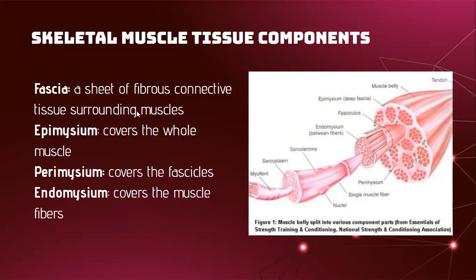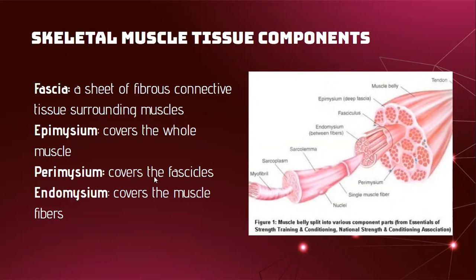And then we have the epimysium. The fascia surrounds the muscles, but so does the epimysium. The difference between these two is that the fascia is tougher. Fibrous means tougher; it's harder to break or stretch. It's connective tissue. So first you've got the fascia, and the epimysium is much, much thinner. Epimysium also covers the whole muscle, so it also covers this muscle belly over here.